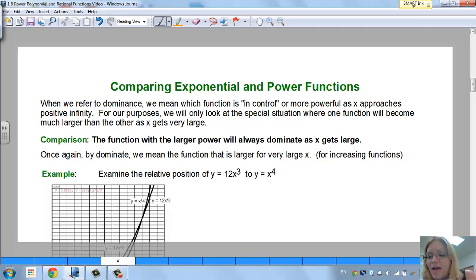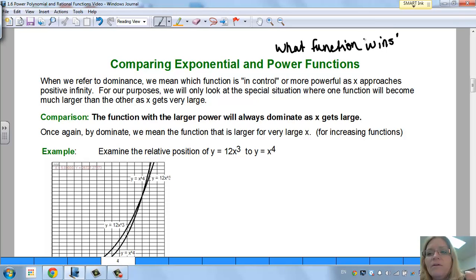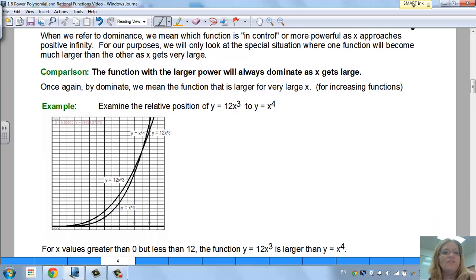When we refer to dominance, we mean which function is in control or more powerful as x approaches positive infinity. For our purposes, we will look at the special situation in which one function will become much larger than the other as x gets very large. So basically we're looking at which function wins the race, if you will, in the long run. So we're looking at which function is getting large quicker, okay? The function with the larger power will always dominate as x gets large.